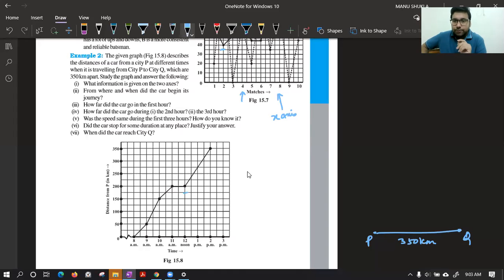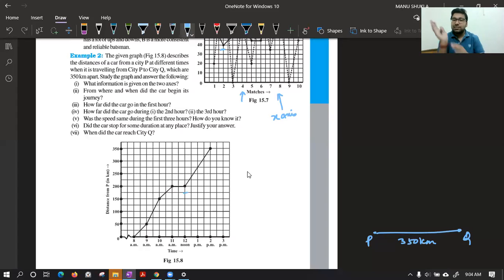So the next part, okay, 8 a.m. to 9 a.m. it is 50 kilometers. That is correct. That is the proper thing to say. Now, what is the third part? How far did the car go in the first hour? This is the question. In the first hour, the car went 50 kilometers. Out of 350, the car has traveled 50 kilometers in the first hour. Now, the fourth part. How far did the car go during the second hour? In the second hour, how much did it travel?